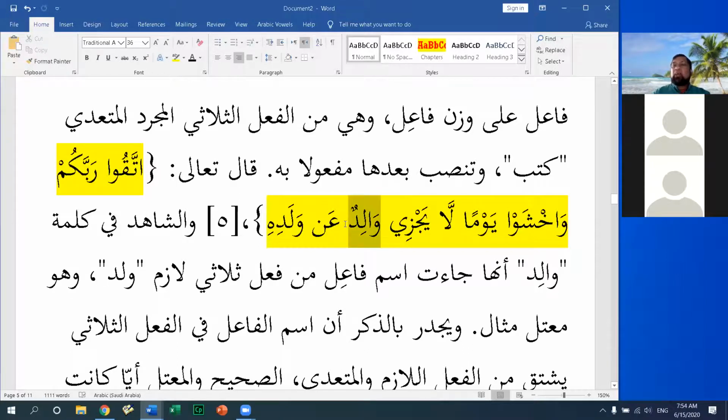Allah also says in Quran, اتقوا ربكم واخشوا يوما لا يجزي والد عن ولده. والد is ism al-fa'il from ولد. ولد فهو والد والمرأة والدة. So والد means father. Fear your Lord, or obey your Lord, and fear the day that the father would not benefit his child.